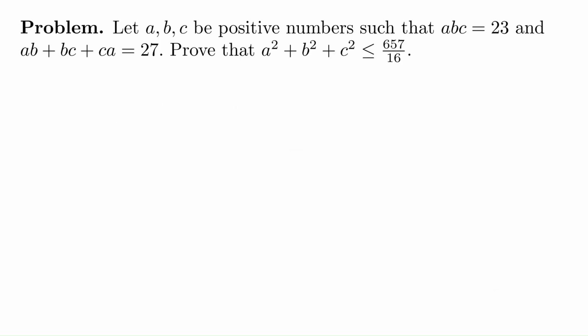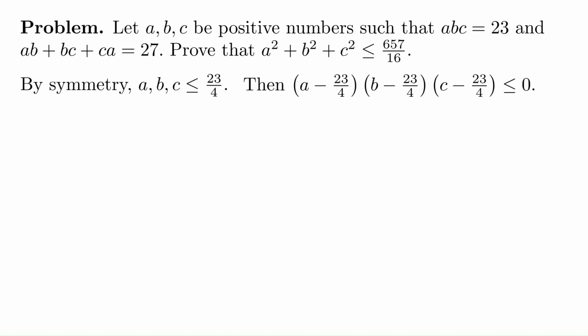Let's rephrase the problem again. A, B, and C are positive numbers such that A times B times C equals 23 and AB plus BC plus CA equals 27. Prove that A squared plus B squared plus C squared is less than or equal to 657 divided by 16. By symmetry, all A, B, and C are less than or equal to 23 over 4.